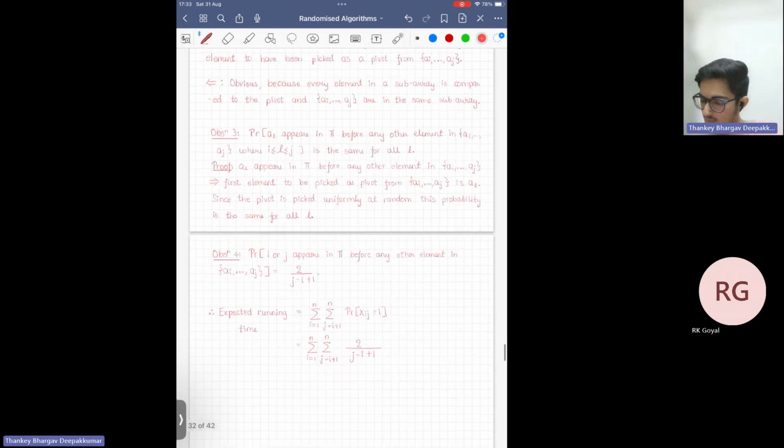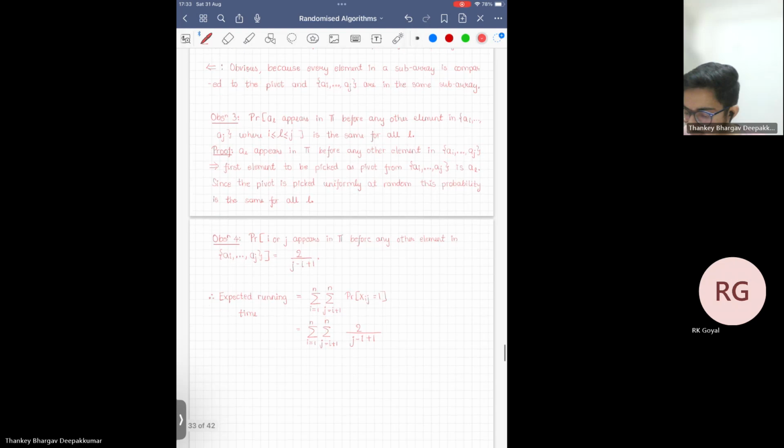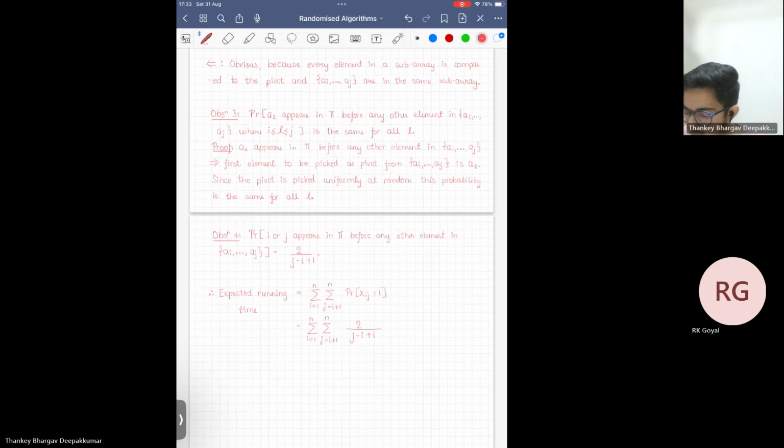Okay, so now the claim. Because of this observation, the probability that AI or AJ appears in pi before any other element in AI to AJ is what we want. Each and every L has the same probability, and since the sum of all the probabilities has to be 1, that probability would be 1 over J minus I plus 1. I have this many choices and I am picking one from it.